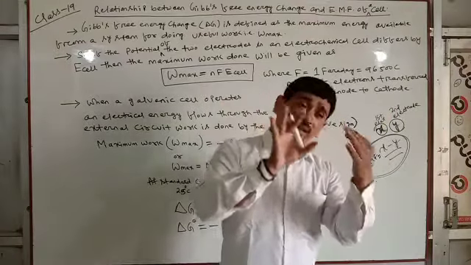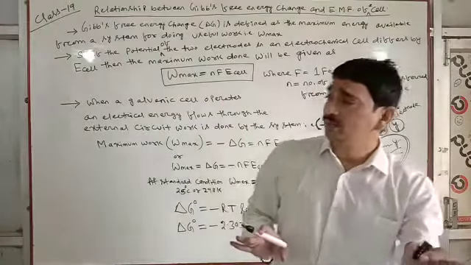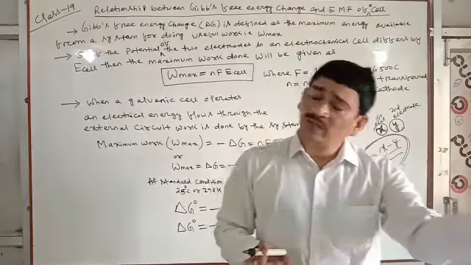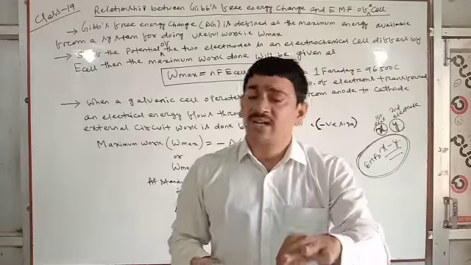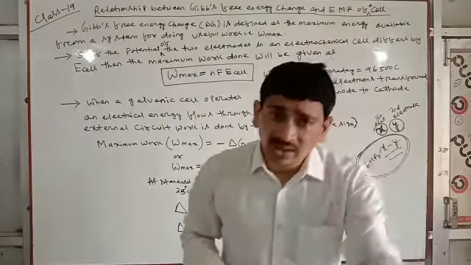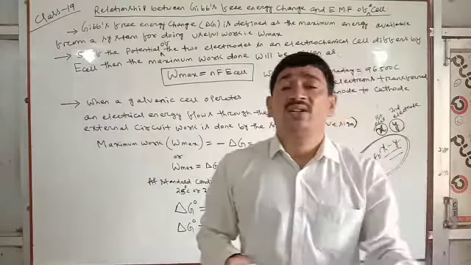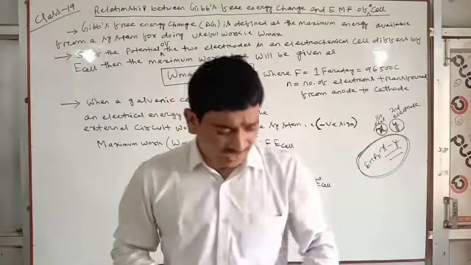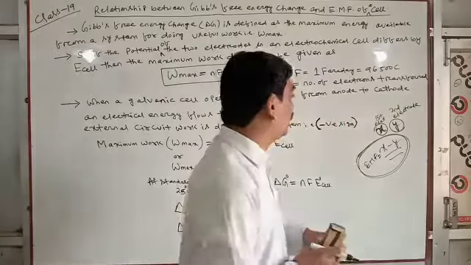If the two electrode potentials are given in reduction terms, then the EMF E0 cell will be calculated as the reduction potential of cathode minus the reduction potential of anode. If the two potentials are given in oxidation terms, then E0 cell equals the oxidation potential of anode minus the oxidation potential of cathode. That is the formula we have already discussed previously.